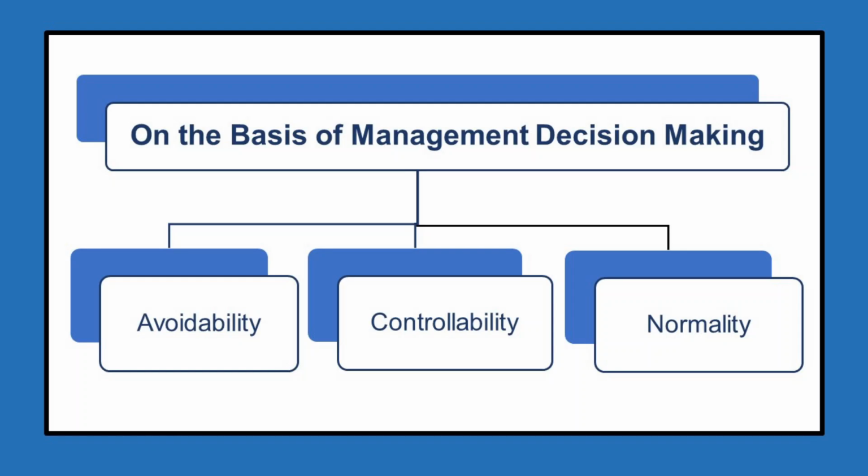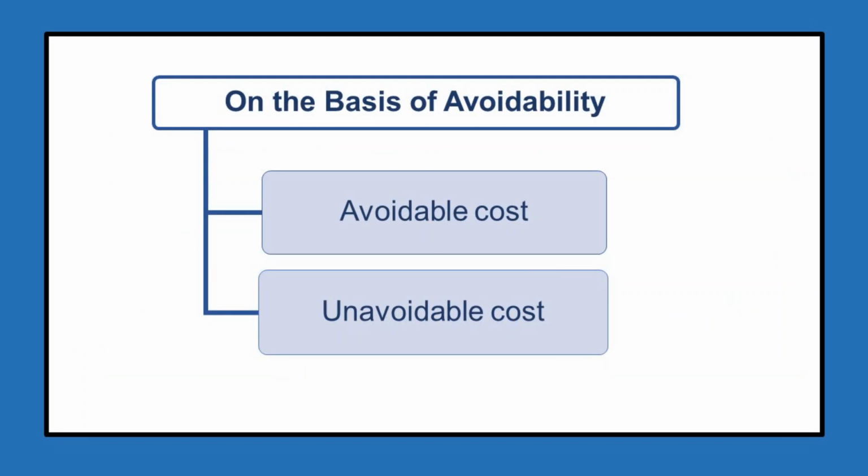Some costs are influenced by management decision making. Some of the main criteria of classification of cost based on management decision making are avoidability, controllability, and normality of cost. On the basis of avoidability, costs are classified as avoidable and unavoidable costs.